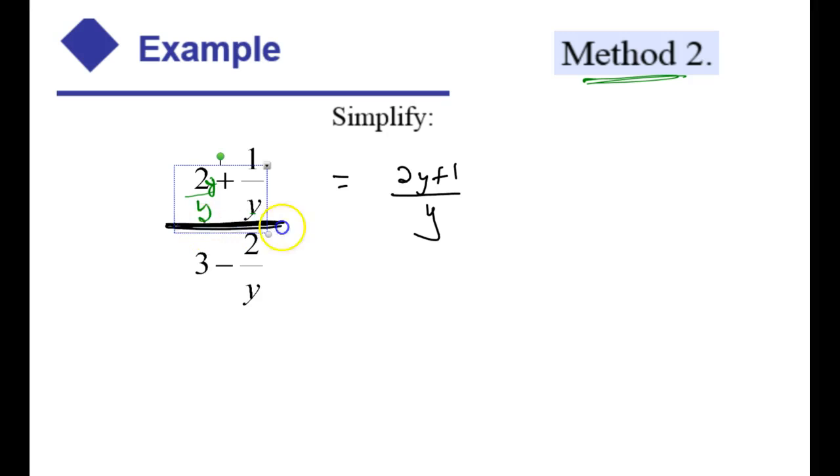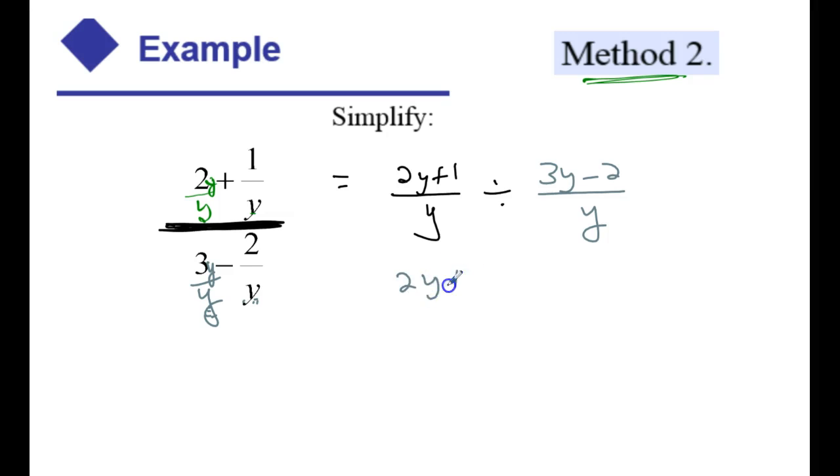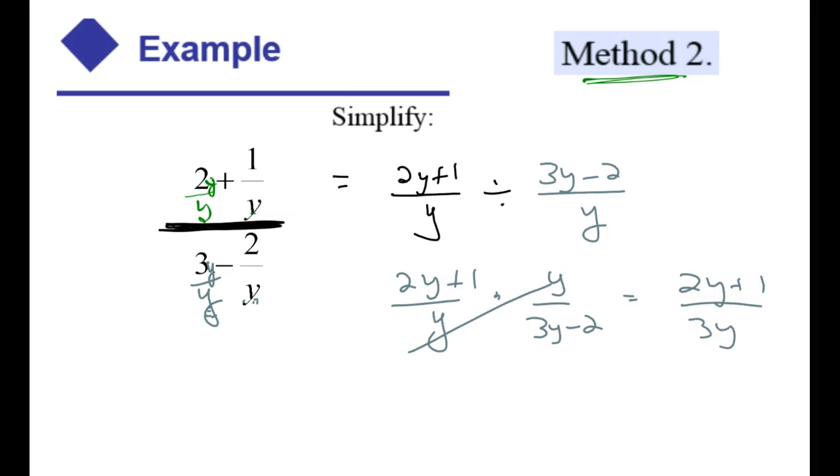And instead of this division bar, I'm going to use a division sign and repeat the process for the denominator here. So again, I need to create a y for a common denominator, and it's divided by 3y minus 2 over y as the common denominator. But again, instead of dividing by a fraction, you can multiply by the reciprocal. The y's will cancel, leaving me with 2y plus 1 over 3y minus 2.